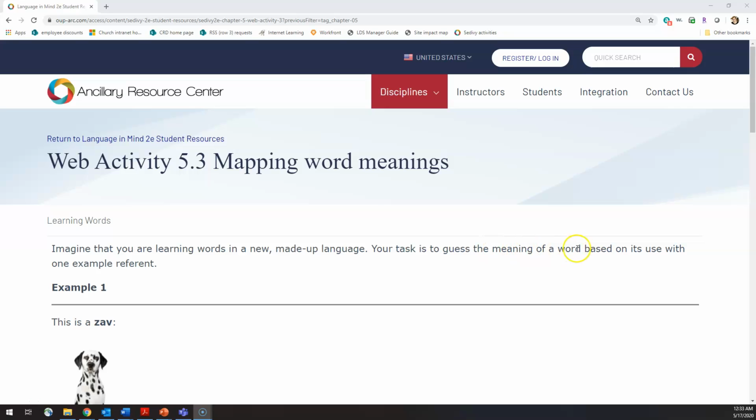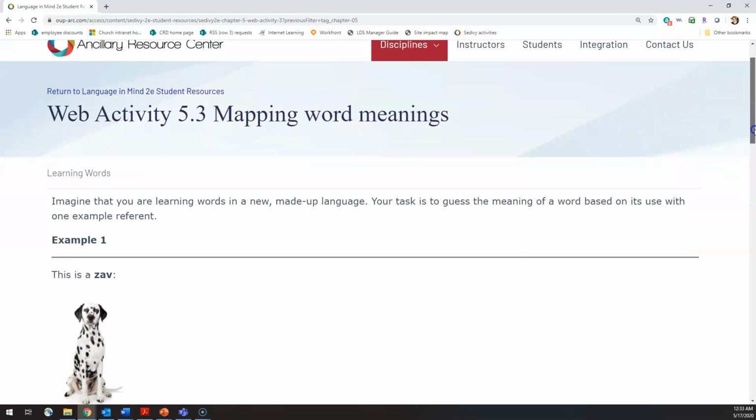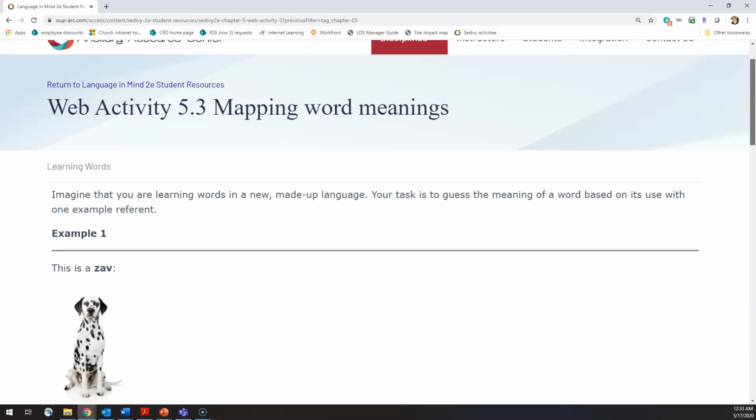Your task is to guess the meaning of a word based on its use with one example referent. So one example referent means we only see one icon, one object referred to by that name. So example number 1 is you see this thing and your parent says, "This is a Zav." Now you have to make a decision based on that in future contexts. You have to use this new word, Zav, to refer to something else.